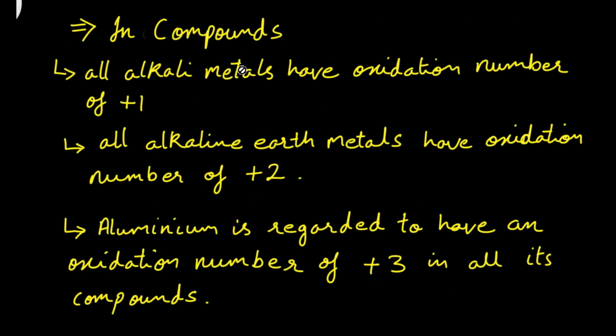In compounds, now this is general that you should remember: in compounds, all alkali metals have oxidation number +1. We are talking about alkali metals. Alkali metals means group 1.